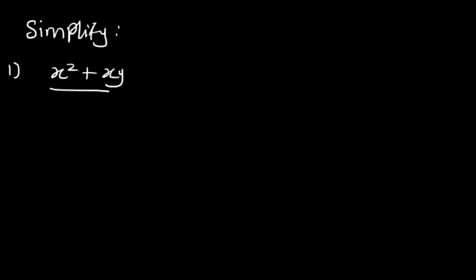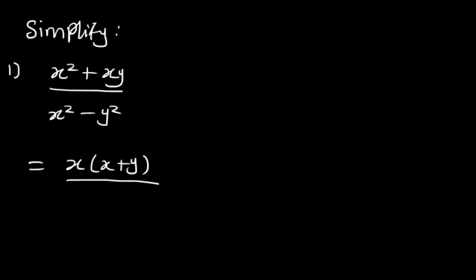Okay, so let's take a look at an illustrative example. We have a question. Simplify 1: x squared plus xy divided by x squared minus y squared. Now we have to look at what is common in the numerator. We see that x is common there, so we are left with x plus y.